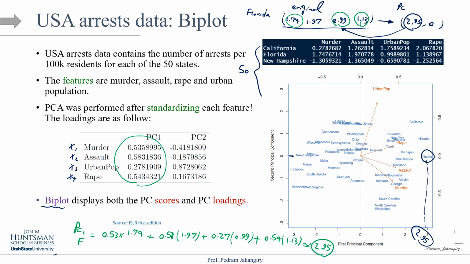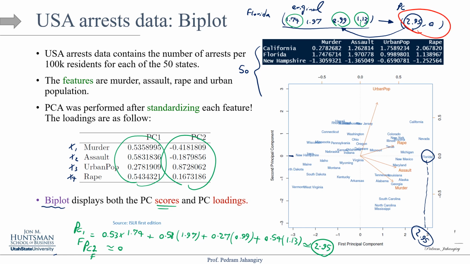So this is how we get that. I'm going to leave it as an exercise: go ahead and try PC2 for Florida, use these loadings, and hopefully you get something close to 0. This is how we transform the data from the original dimension to a new dimension, the principal component dimension, and we are going to call them scores. So this is a score for Florida in the new space.